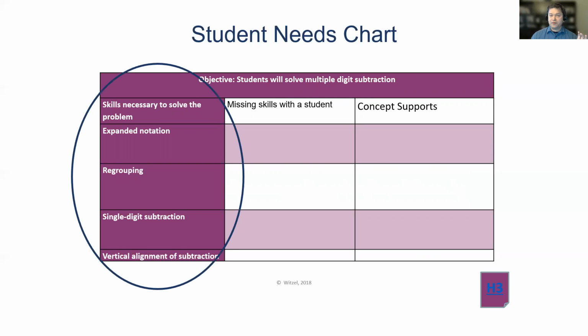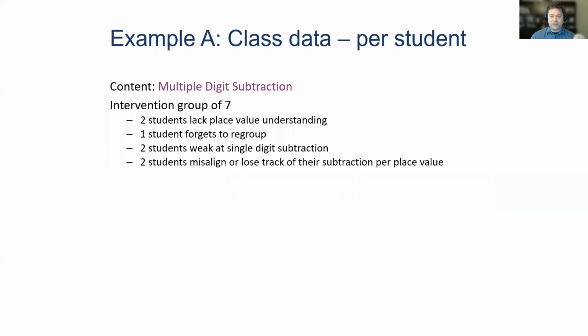All right, so let's focus here. Looking at those 4 skills, here's what he thinks about for his students in the analysis. 2 students lack place value understanding. 1 student forgets to regroup. 2 students are weaker at single digit subtraction. In other words, they're not yet proficient. And 2 students misalign or lose track of their subtraction per place value.